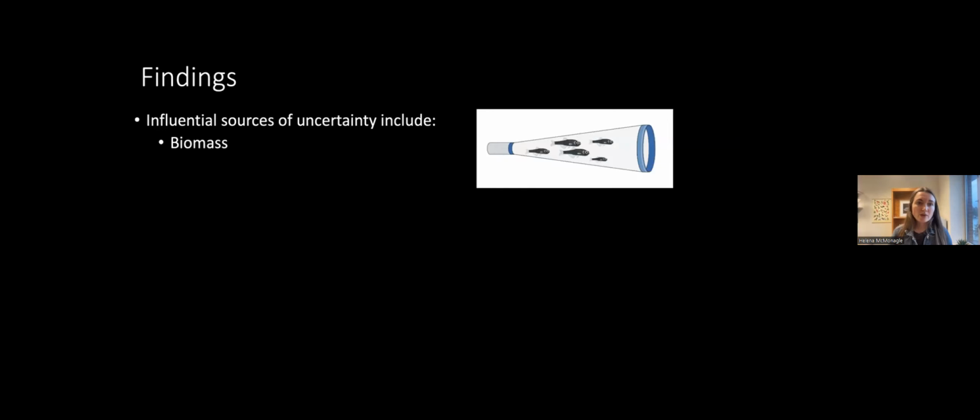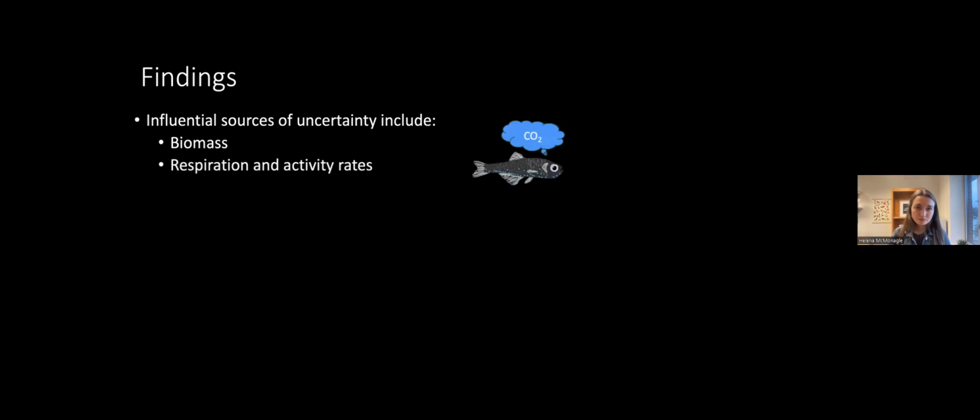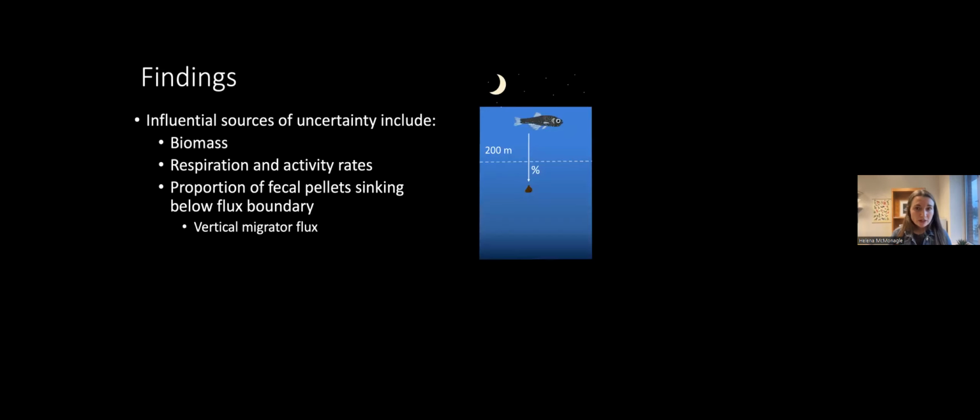All right, so one of our findings that matches some previous findings in the literature is that biomass is a really important source of uncertainty, and we know that there are challenges related to both net and acoustic based estimates of mesopelagic fish biomass, but this is something we can continue to constrain. The respiration rate and activity rates of these fish at different times of the day are also an important contributor to bioenergetic uncertainty. For vertical migrators, another parameter that we found was really influential was the proportion of fecal pellets that sink below the chosen flux boundary versus getting remineralized at a shallower depth.